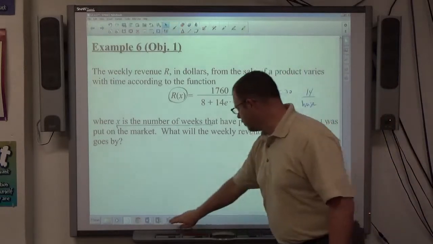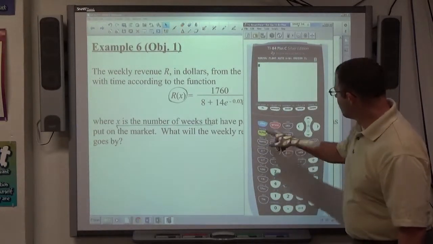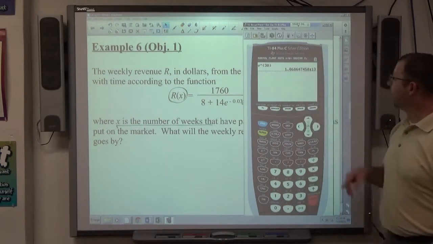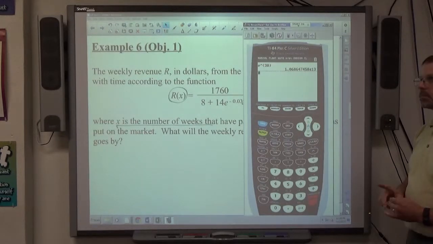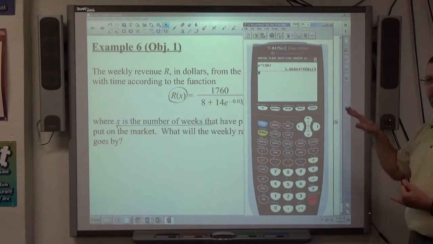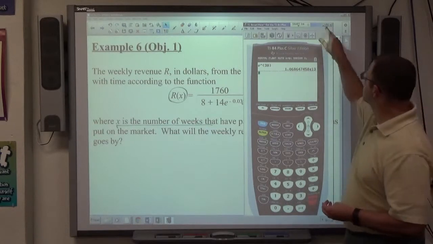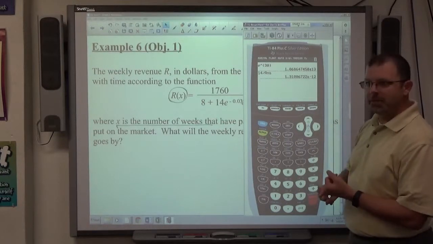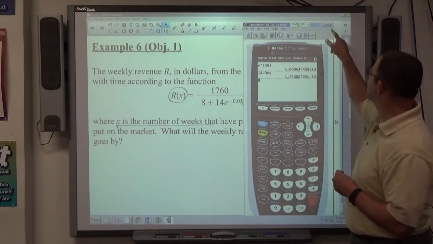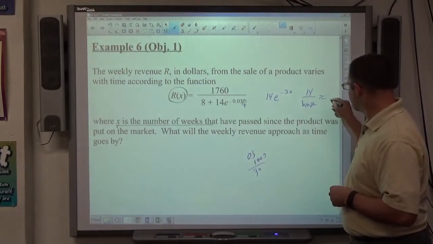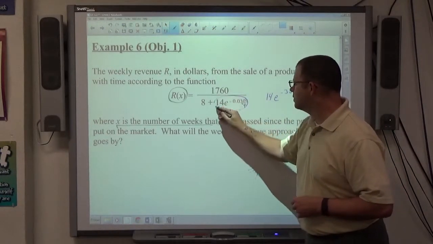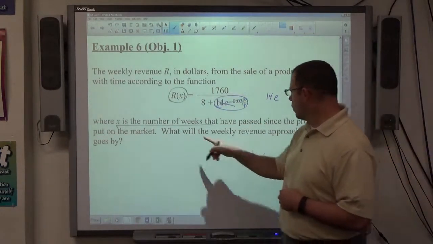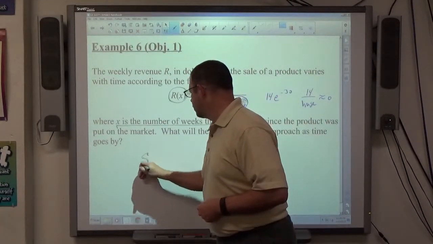Let's look at what it is. If I type in e to the 30th power, that's going to be huge, right? 1.06 times 10 to the 13th power. Like 10 trillion, 11 trillion, somewhere in there. Pretty large, right? And then back on 14. If you do 14 divided by that number, it's 0.1101. So basically it equals 0. So this zeroes out. 1760 divided by 8 is left, which equals $220. So what will the weekly revenue approach as time goes by? $220.